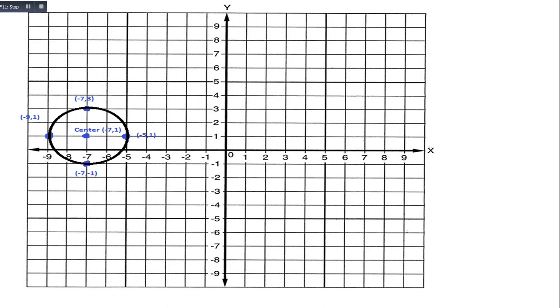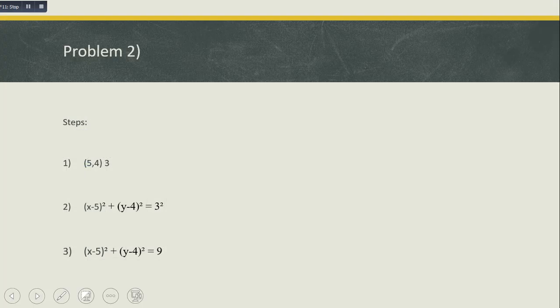In this example, your h is 5 and your k is 4. So (x minus 5) squared plus (y minus 4) squared equals 3 squared. (x minus 5) squared plus (y minus 4) squared equals 9, which is the result of 3 squared.